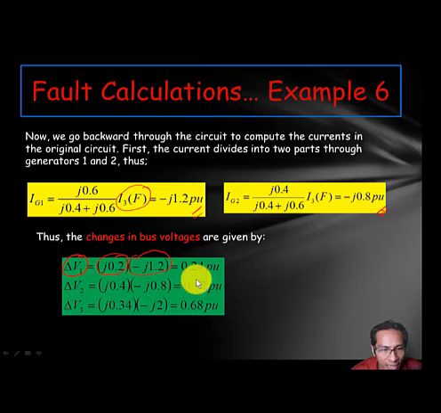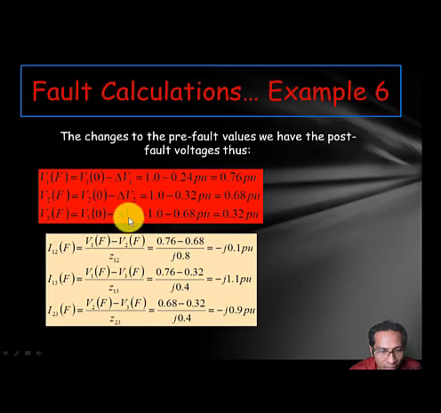To find the voltage at bus bar 1 during faults, V1 fault equals V1 pre-fault minus the voltage change of V1, which we already calculated just now. We will calculate this one.